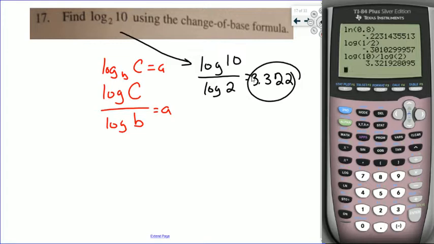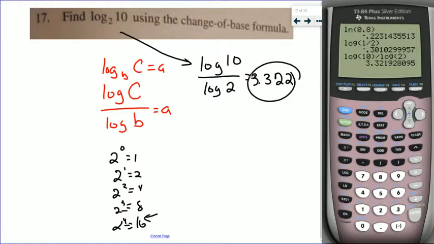hopefully makes sense because this is saying 2 to what power is going to be 10? Well, 2 to the 0th power is going to be 1. 2 to the 1st power is going to be 2. 2 squared is going to be 4. 2 cubed is going to be 8. And then 2 to the 4th is going to be 16. So 10 is right in between 8 and 16. So our answer should be between 3 and 4. Okay, and it is. It's 3.322.